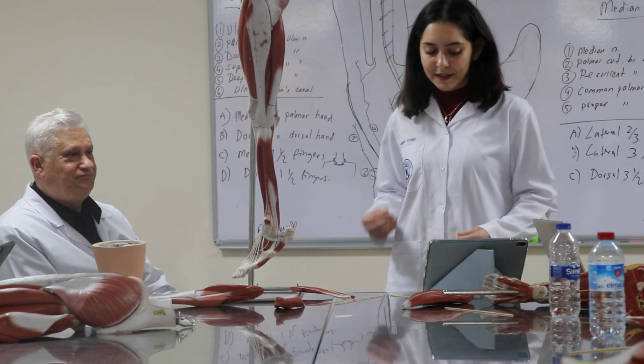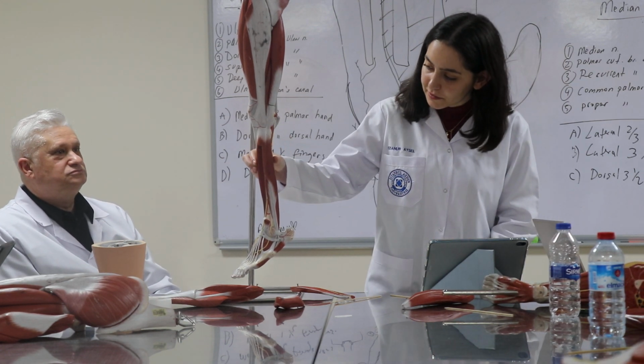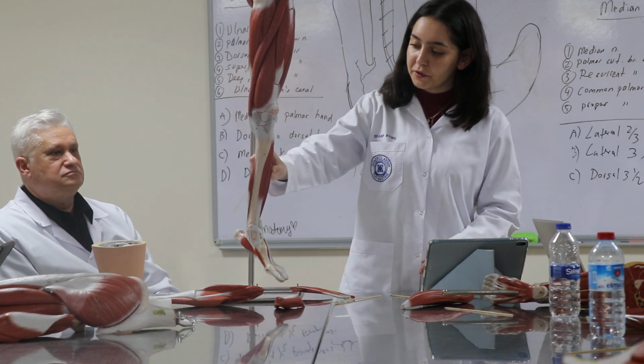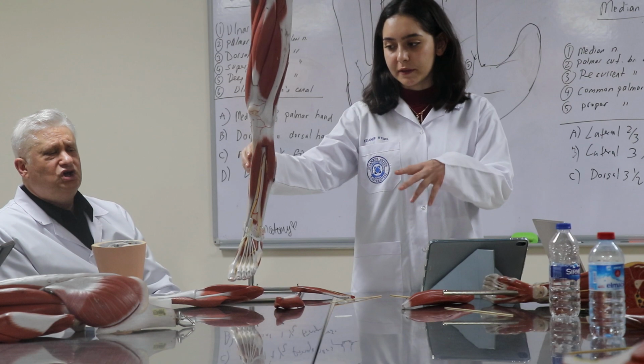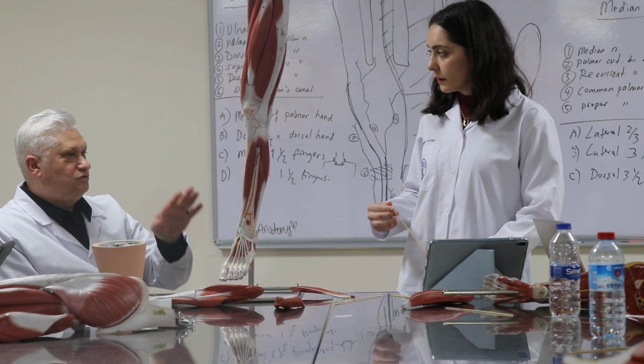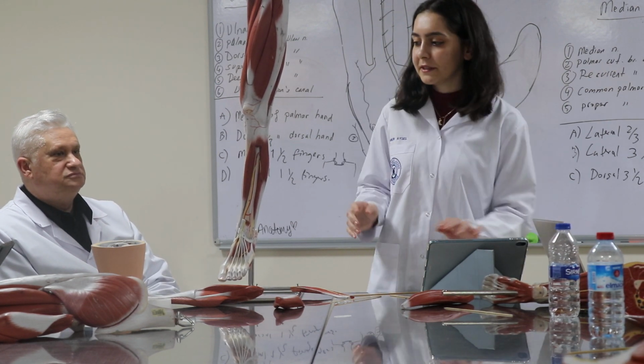Good. The deep peroneal nerve is for the muscles in the anterior compartment of the leg, and the superficial peroneal nerve is for the lateral compartment of the leg. We didn't talk about that yet, we'll talk about it later on. Okay. Now we have the sensory nerves.